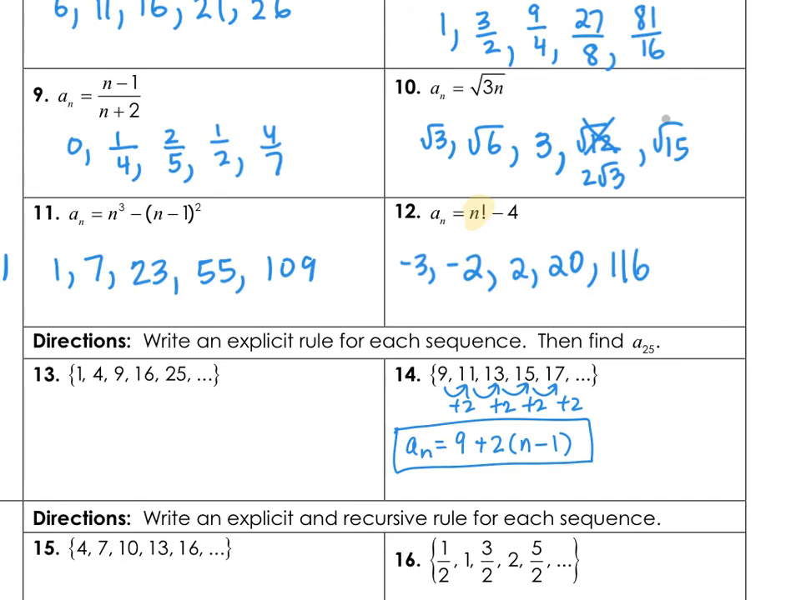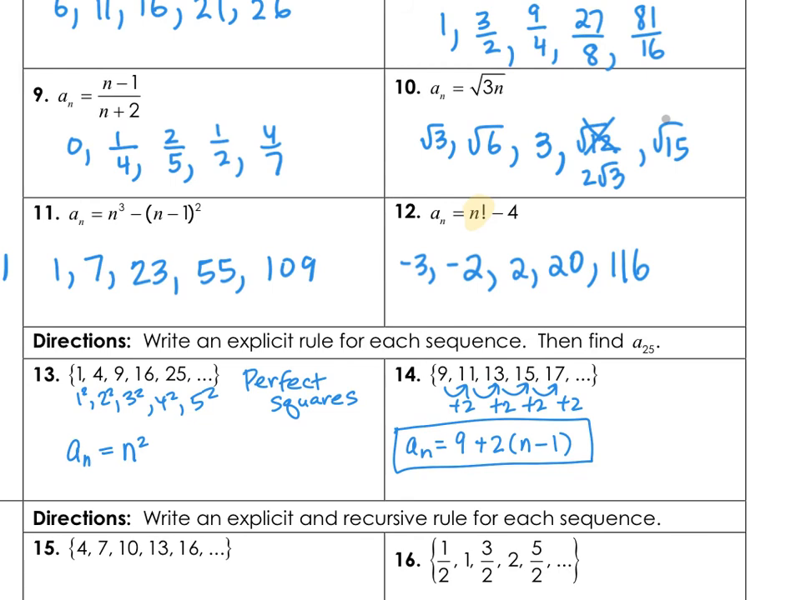But notice on 13, they're not adding the same thing. I'm hoping that you recognize that all of these answers are perfect squares, because that shows up a lot, especially on the ACT and on tests. This is 1 squared, 2 squared, 3 squared, 4 squared, 5 squared. So you always want to look for squares, and perfect cubes too. This would be a sub n equal to n squared.